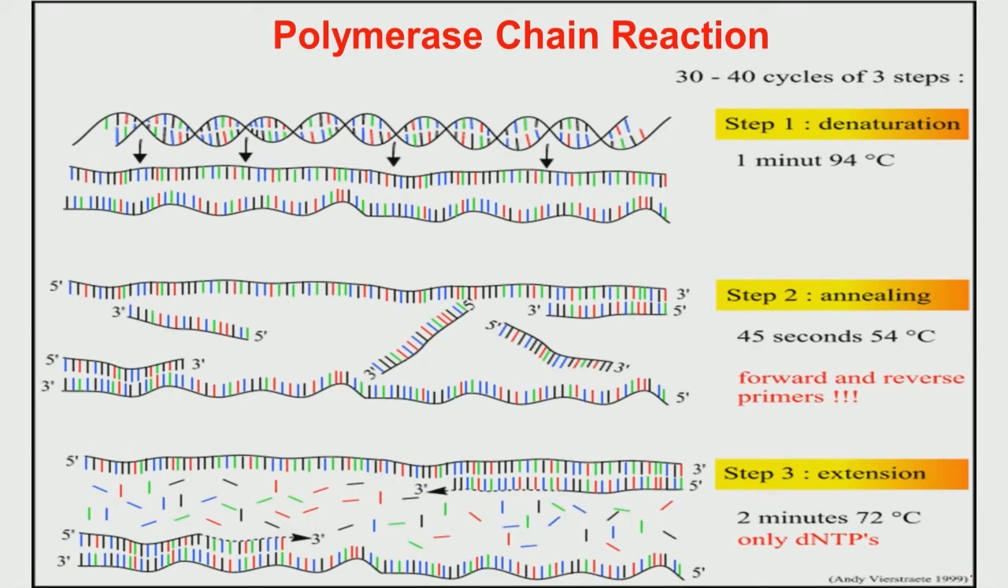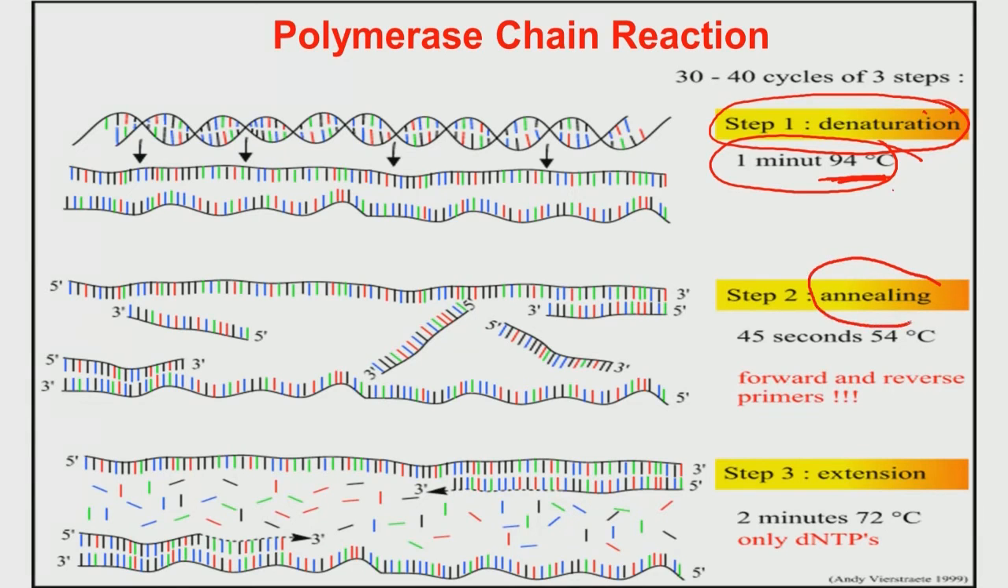So, the first step is denaturation. Denaturation takes place, and these numbers are very specific, typically at 94 degrees Celsius, below 100 degrees Celsius. Then something called annealing.